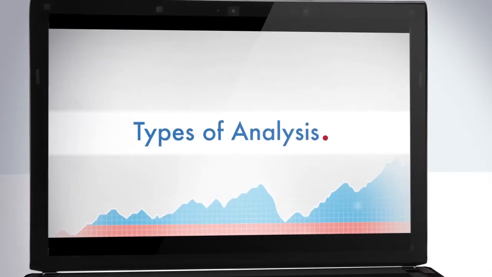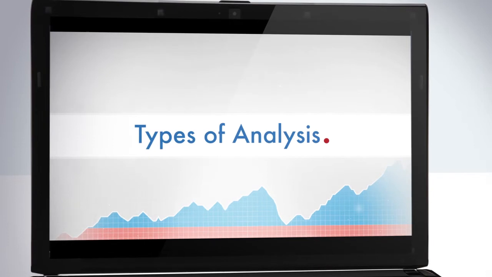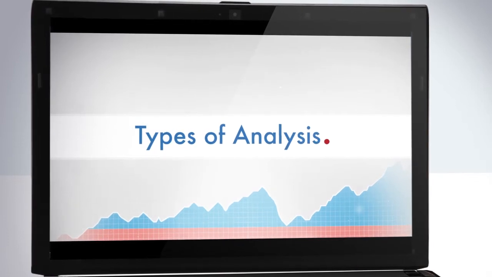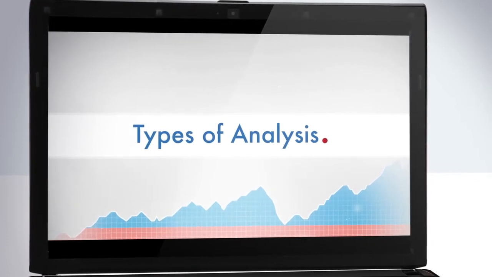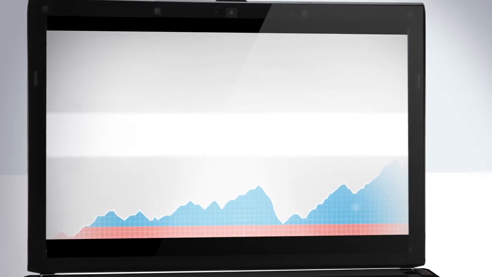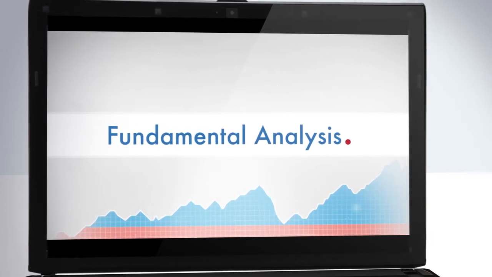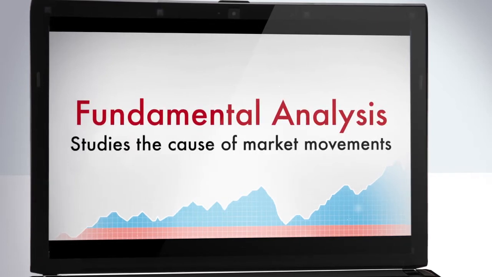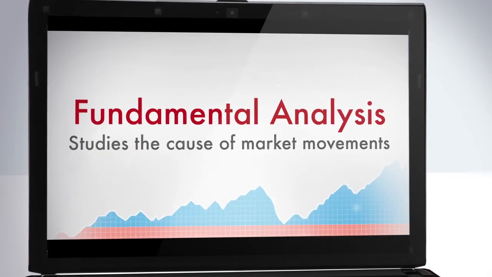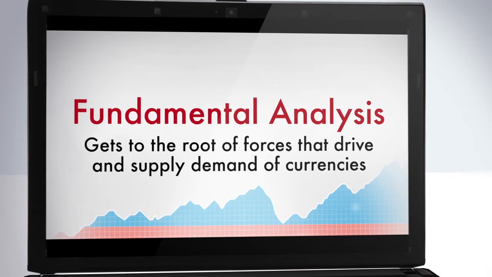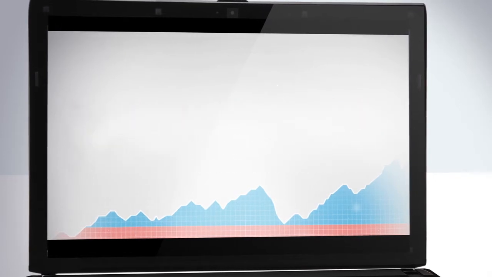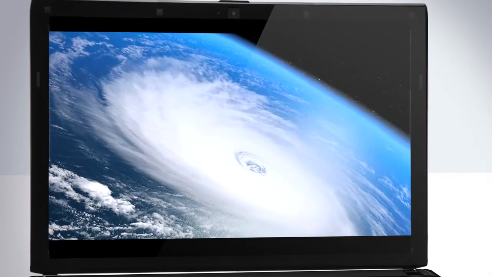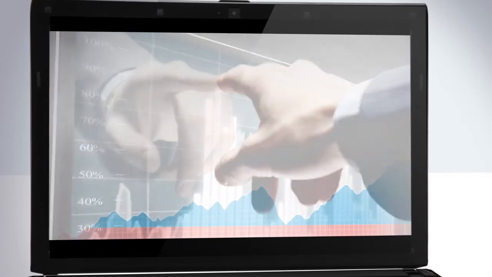Types of analysis. There are basically two primary approaches to analysing the forex market to help determine what is likely to happen next. They are fundamental analysis and technical analysis. Fundamental analysis studies the causes of market movements and gets to the root of the forces that drive the supply and demand of currencies based upon economic, political, environmental, and other relevant factors.